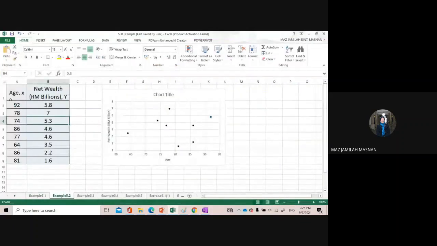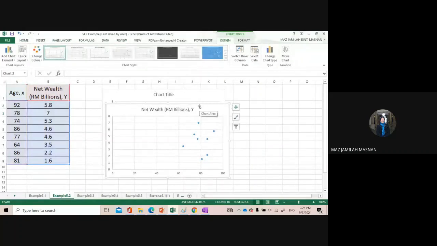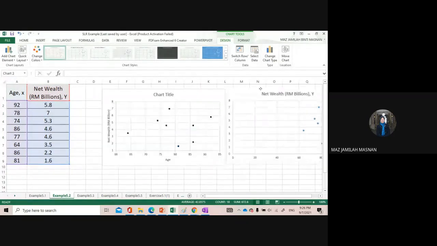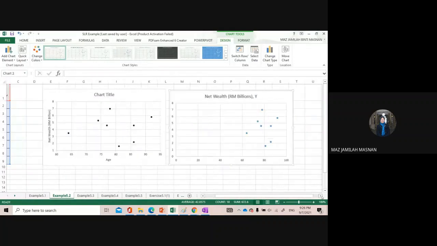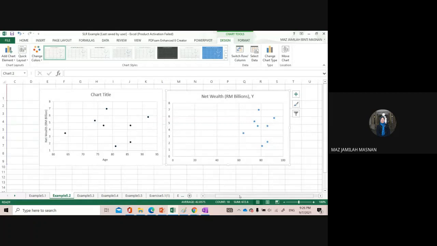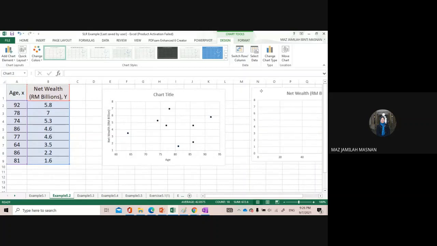So I have my data here, my X and my Y. I will quickly show you how we can put that into your scatter plot. Once you have this, if you don't change the setting of the vertical and horizontal line, your scatter plot will not be so nice. So change them according to what I have shown just now, and then what you have is your scatter plot for age and net wealth.